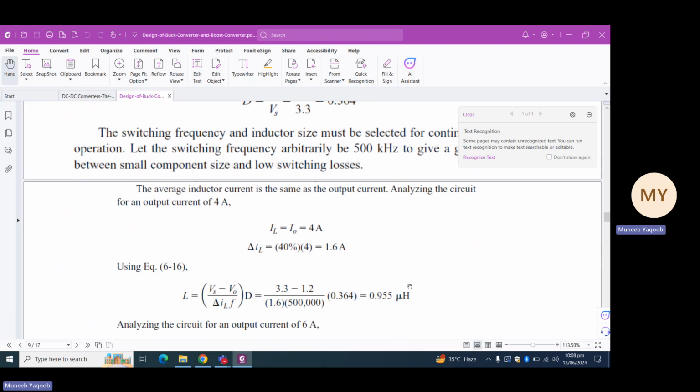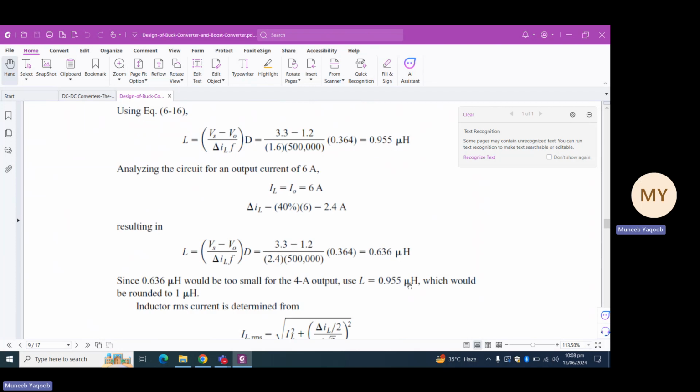Now, similarly, the maximum current was 6 ampere. And again, we are allowed to take variations up to 40%. So for 6 ampere, we calculated 40% of 6 and it comes as 2.4 ampere. For this 2.4 ampere and the assumed frequency of 500 kilohertz, we calculated another inductance that comes as 0.636 microhenry. As you recall, we have these two as minimum inductances.